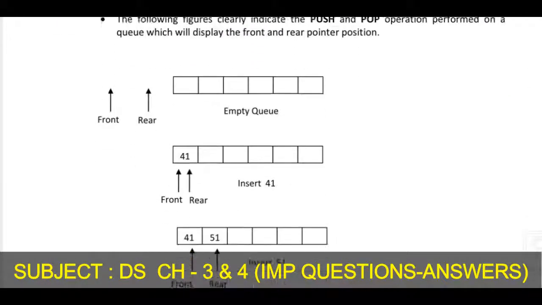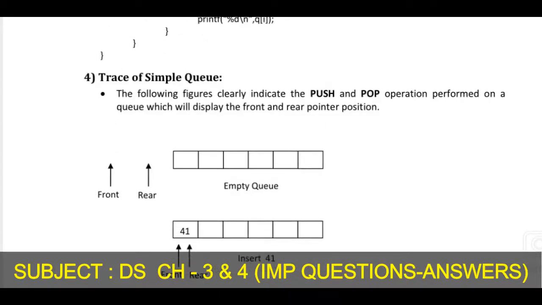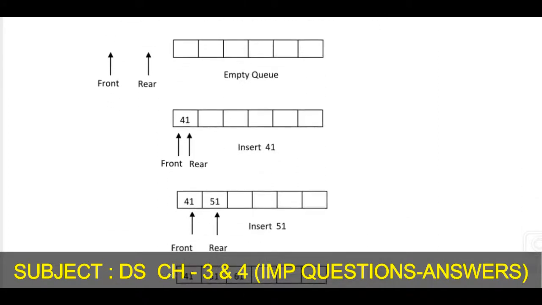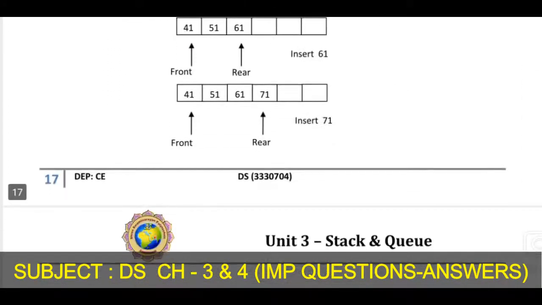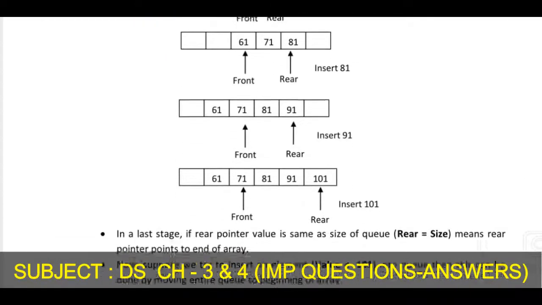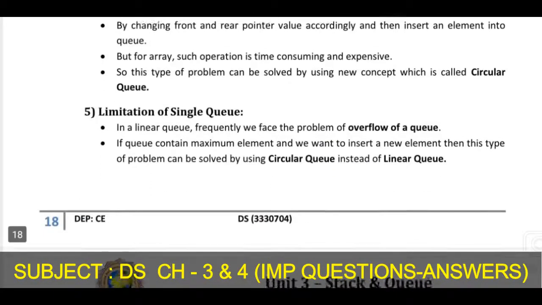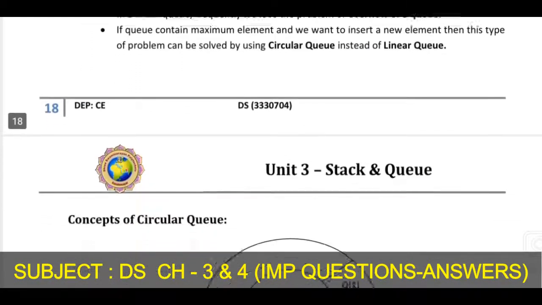Then trace of simple Q. So how can we trace a simple Q? The following figure clearly indicates the push and pop operations performed on the Q, displaying the front and rear pointer positions. So this one is a trace of simple Q. So how to insert and remove data with its explanation step. Then the limitation of a simple Q.